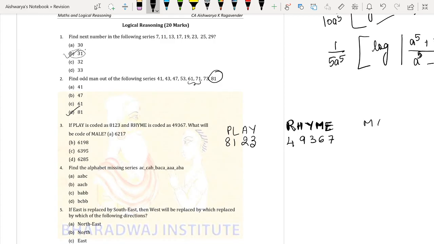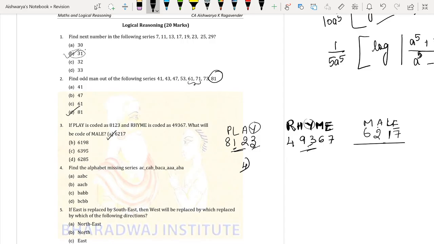Okay, what is the code for male? I'm just going to pick up from here. L value is 1. I'll compare these two. When I compare these two, what is common is y between the two. Y value is same, 3. So if y value is same, I'm just going to pick up the values from both the places. Okay, E value is 7, A value is 2, M value is 6. So 6217, option A. Okay.